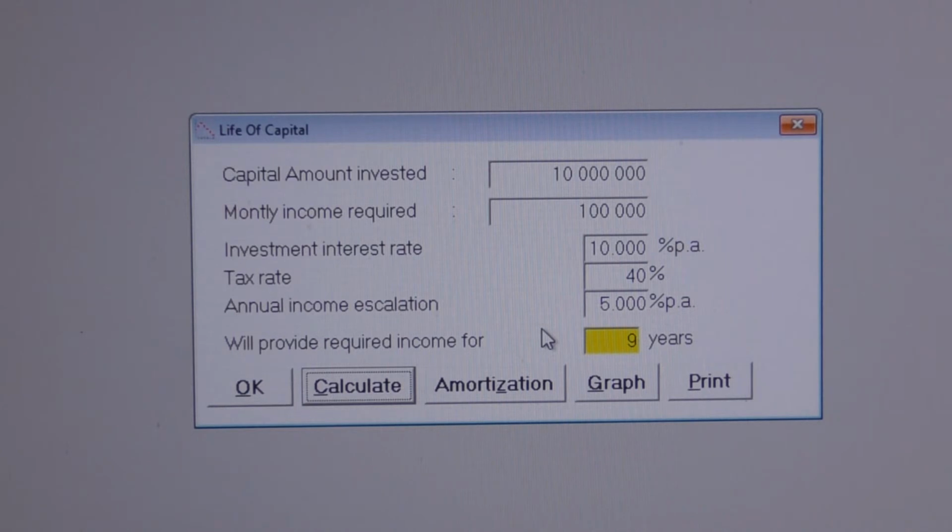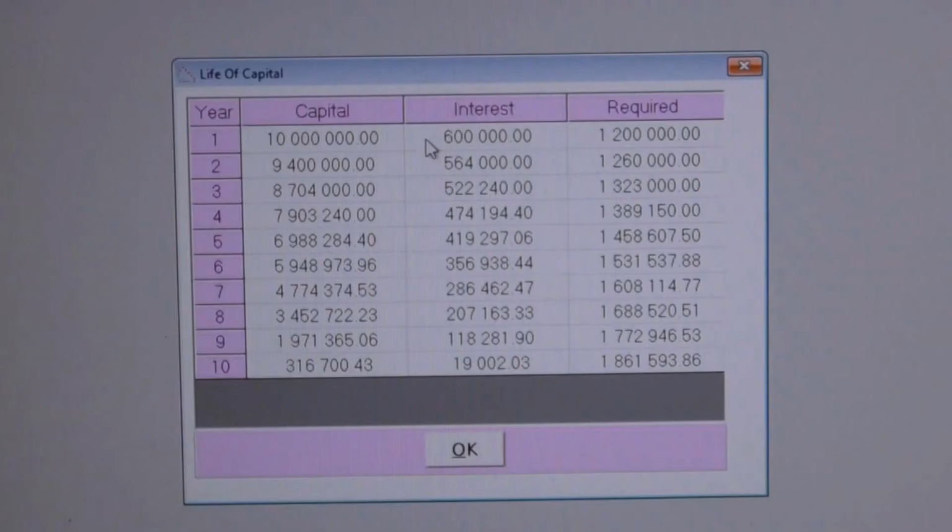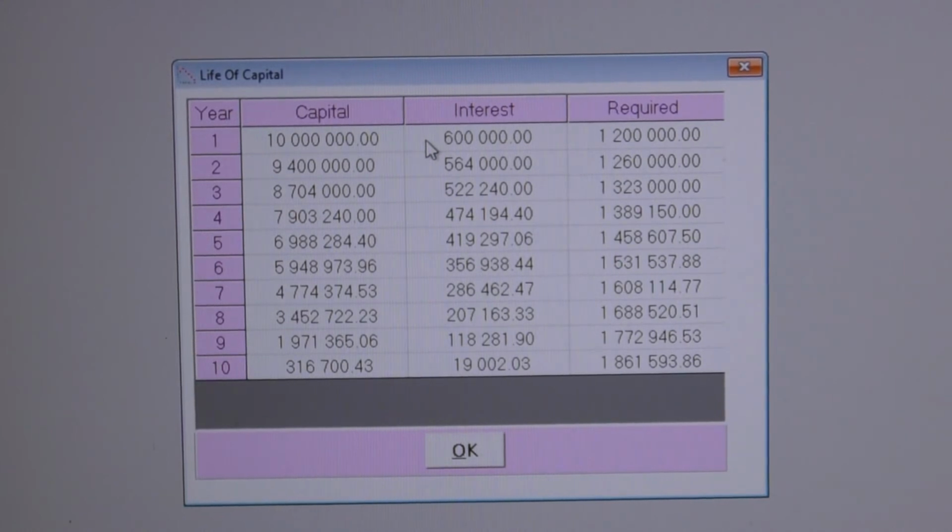If we look at the amortization table, we can see the first year shows our 10 million capital earns after-tax interest of 600,000 rand. We need 1.2 million the first year, and the 600,000 interest is just not enough. So we take another 600,000 out of the capital to make up the 1.2 million required.